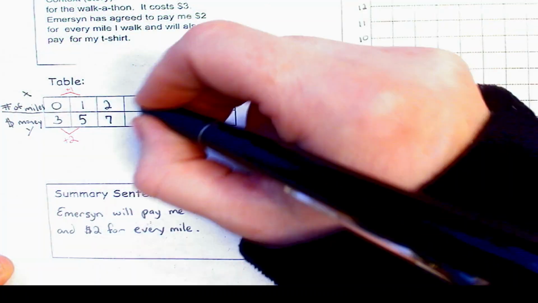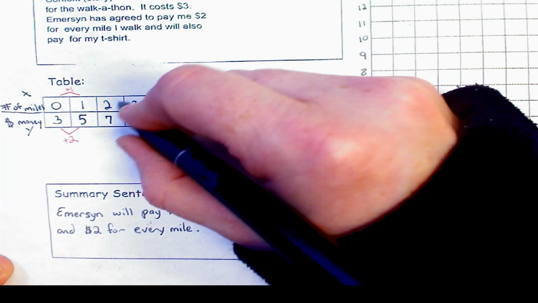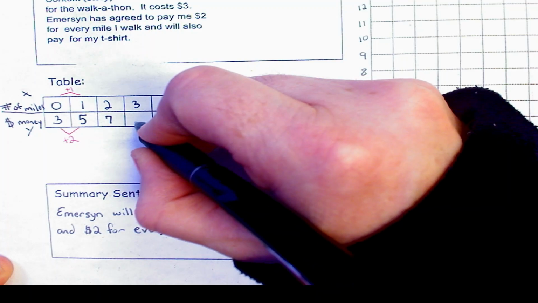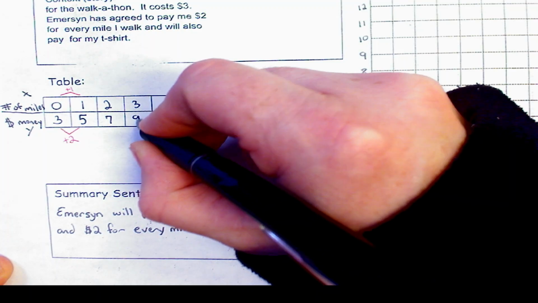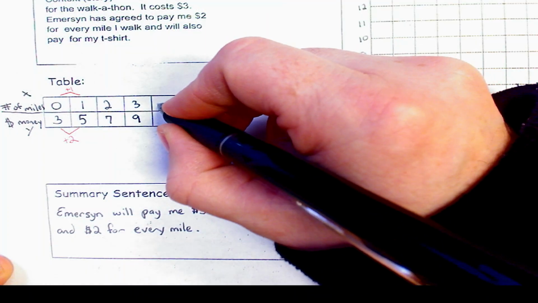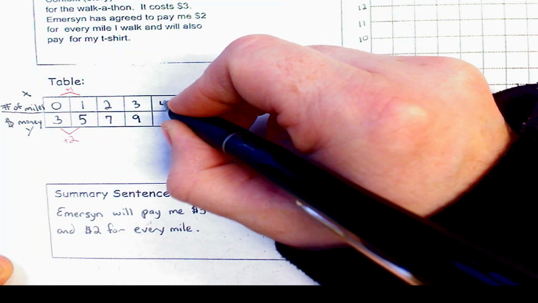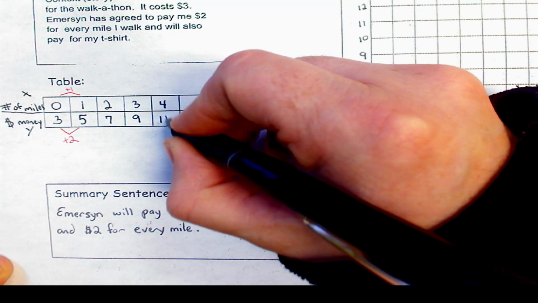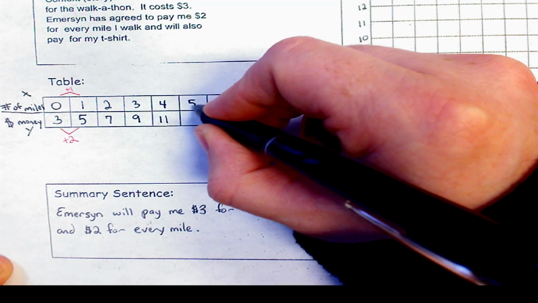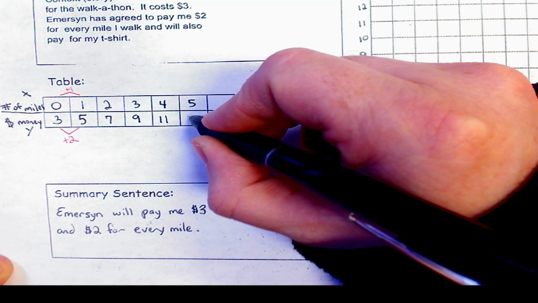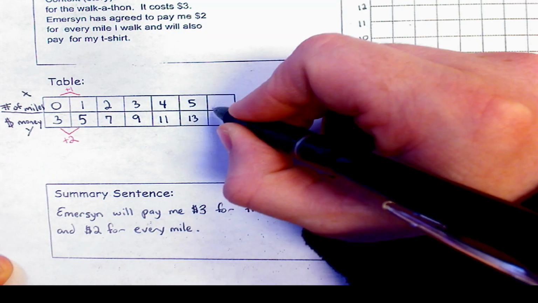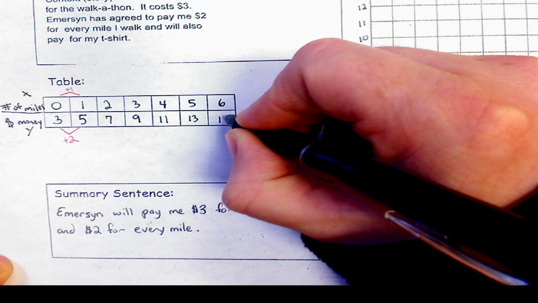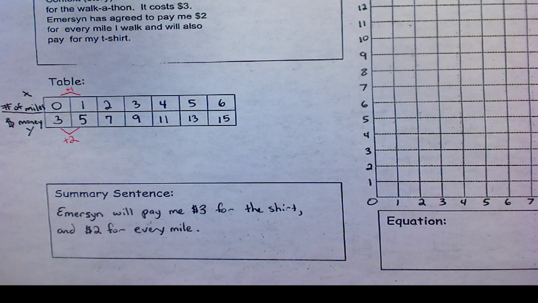And then you can see how that pattern is going to continue every single time. I increase my miles, and then I add on another $2 to my total for the money earned. Another $2 gets me up to 11. Increase my mile by 1, increase my dollars by 2. And that's what we have.